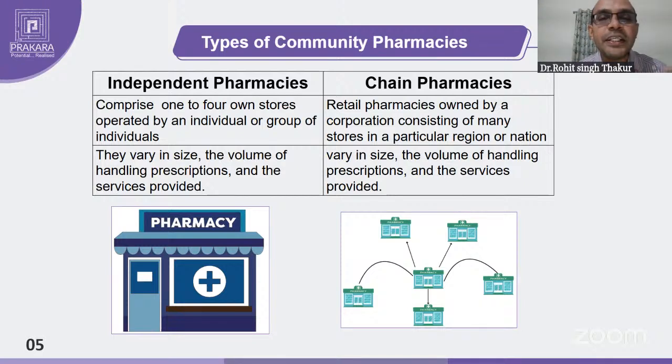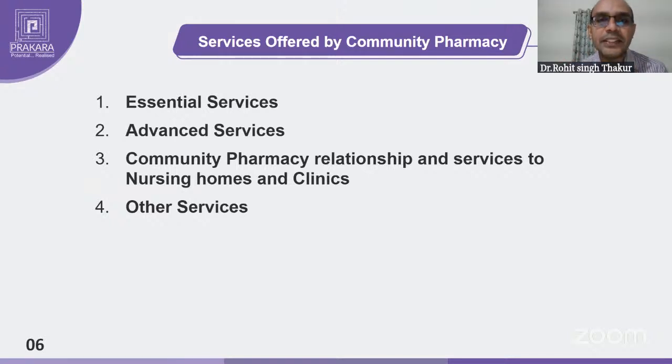So this is how broadly we try to classify the community pharmacies. Now, let's go a little bit into the detail by knowing what are the services offered by community pharmacy. Four major types of services have been offered. The one is essential service, advanced services. Now, very commonly, the services offered by community pharmacists at community level also have a deeper relationship of community services to both nursing homes or the corporate or the specialty clinics, followed by some other services.